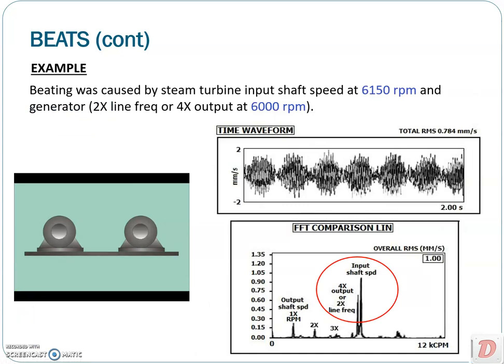In the case study of a beating example, it was noted that the steam turbine input shaft speed at 6,150 rpm, or equal to 102.5 Hz, came close to the generator 4-times output speed as well as the 2-times electrical line frequency at 6,000 rpm, or 100 Hz.